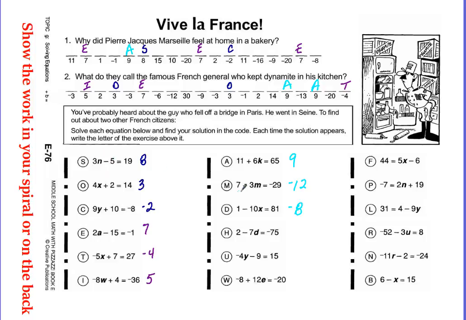Everywhere you see a negative 12, we're going to put an M. So I wouldn't expect as many. Looks like we have just one there. And everywhere you see a -8, we're going to put a D. So there's a -8 right there. And it looks like the only -8.